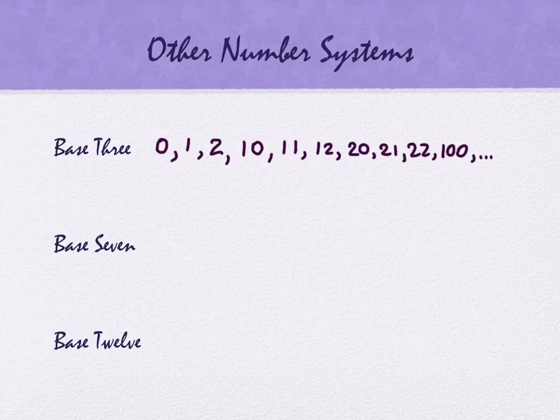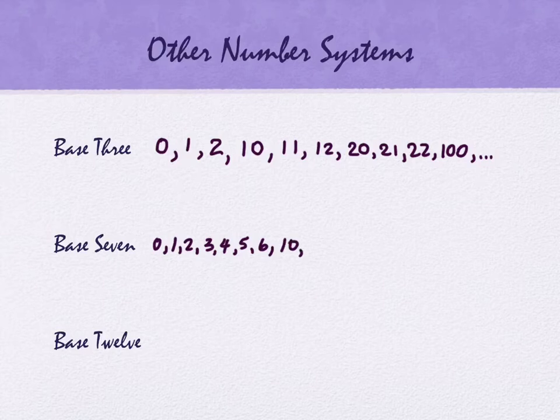What do you think we're going to have when we have base 7? What are my numerals? 0 through 6. And what would come after 6 in base 7? 1, 0. Yeah. And then 1, 1, all the way up to 1, 6, and then I would get 2, 0, and we would continue the process.